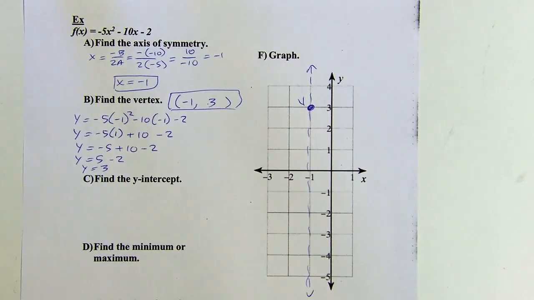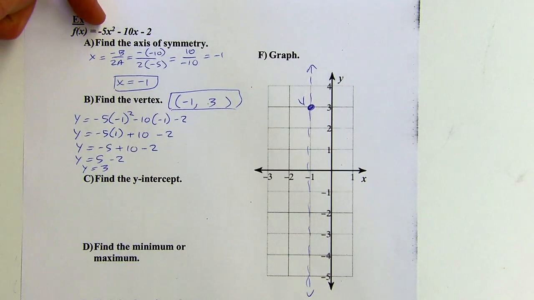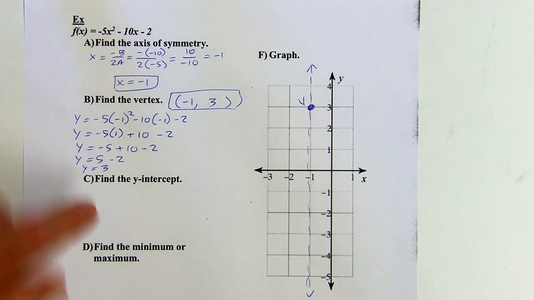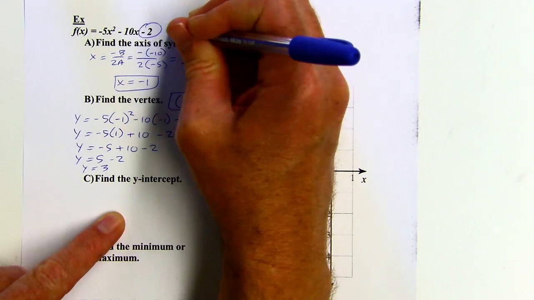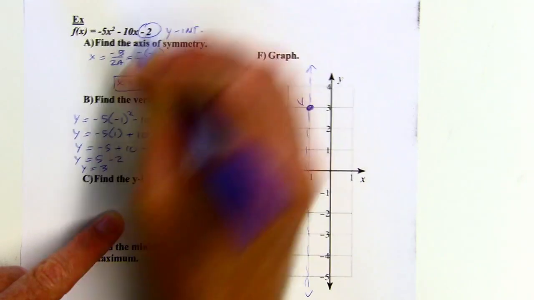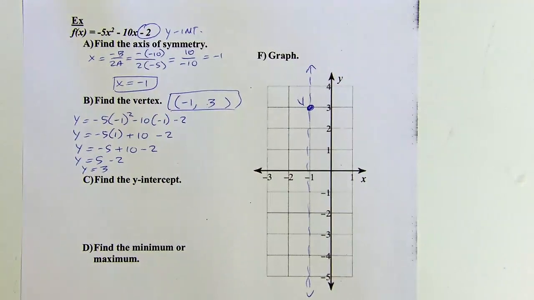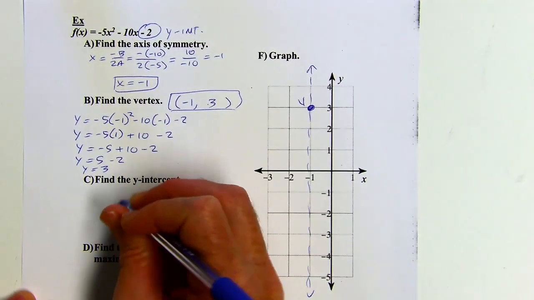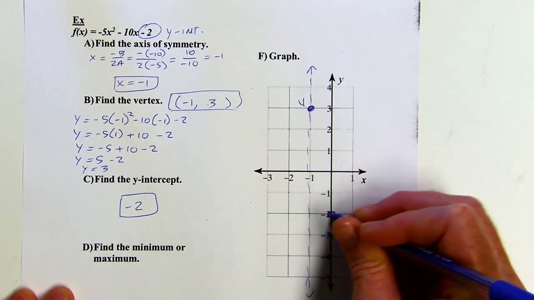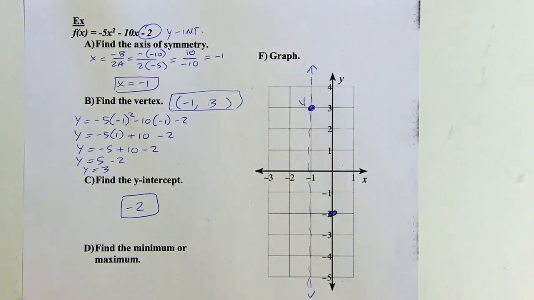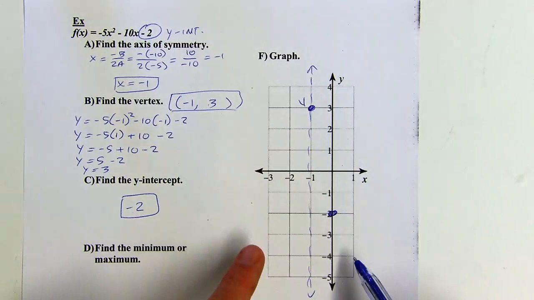Okay, this parabola is going to open down. I know that because the a is negative. But let's see what happens when we find the y-intercept. The y-intercept is this, because if you plug in 0 for the x's, those two terms will drop out. So my y-intercept is -2. Okay? So here's the y-axis. That's where my parabola crosses the y-axis, which makes sense if I've got a parabola opening down.